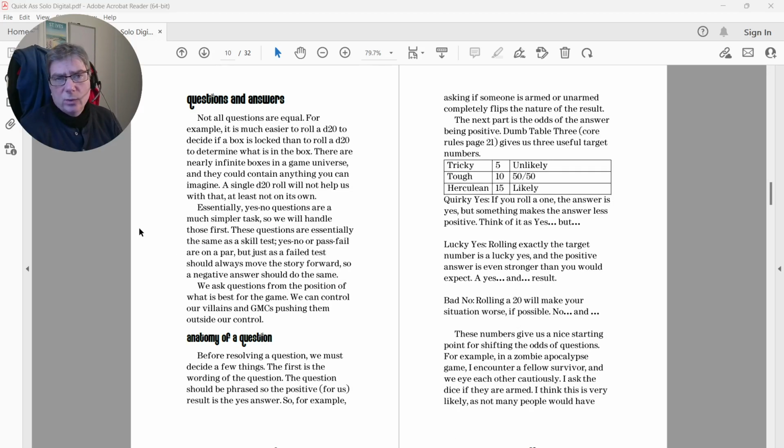So then we get into answering questions, which of course are the core of this kind of solo play. And I pick out this tiny little section from the core rulebook with the target numbers and how you would use that for questions, and then interpreting the quirky yes, lucky yes, and the bad no results if you roll a 1, exactly your target number, or the 20.